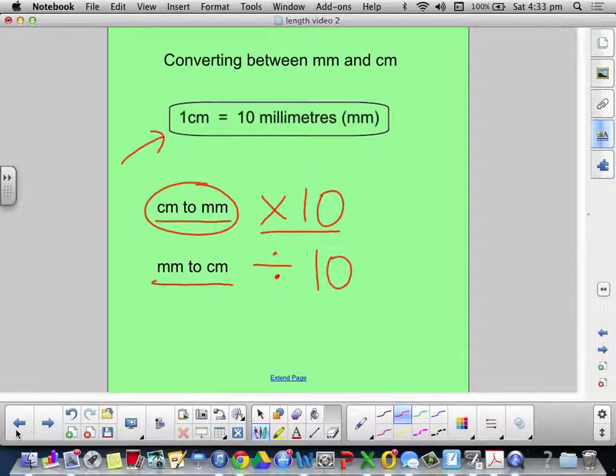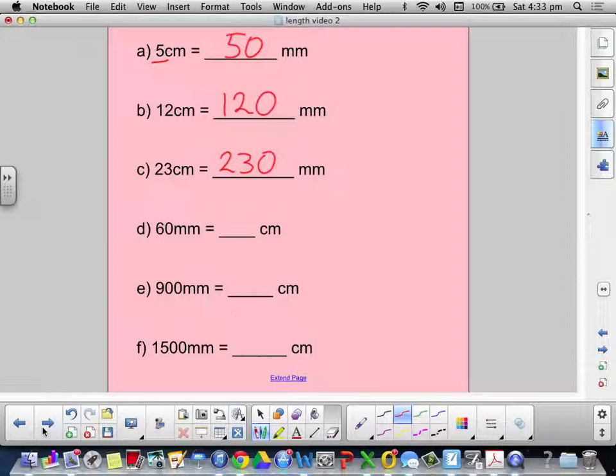Let's look at D together because this time we're going from millimetres into centimetres. So come back here with me. Millimetres to centimetres, so we're dividing by 10. All right, 60 millimetres equals how many centimetres? Divide 60 by 10. A simple way to do that, we saw in the last video, just take off the 0 when you divide by 10. And so we have 6 centimetres. Use that same strategy and have a go at E and F yourself. Pause me now.